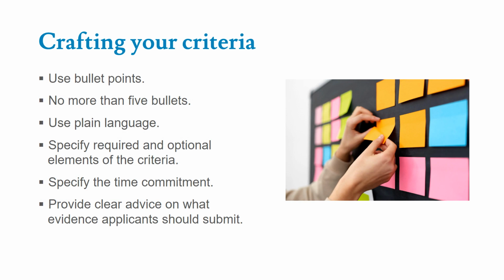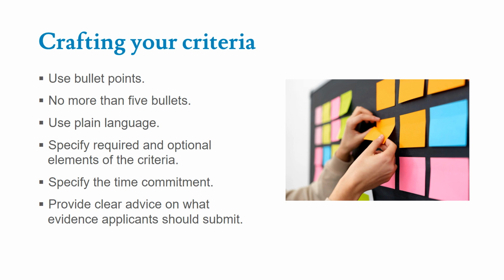When you write badge criteria, present them as bullet points. It makes them easier to read and understand than blocks of text. Keep your list short though, no more than 5 points. Any more and you risk overwhelming applicants. Write in plain language that everyone can understand. Avoid jargon, technical terms, or complex academic language. If you wouldn't use a phrase in everyday conversation, don't use it in your badge criteria.